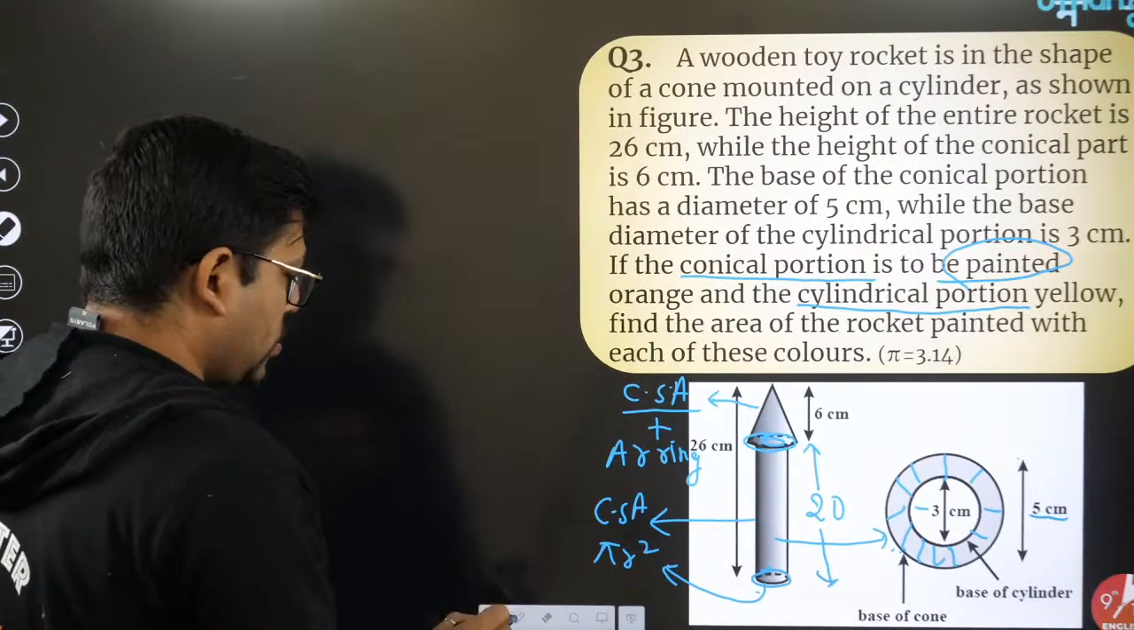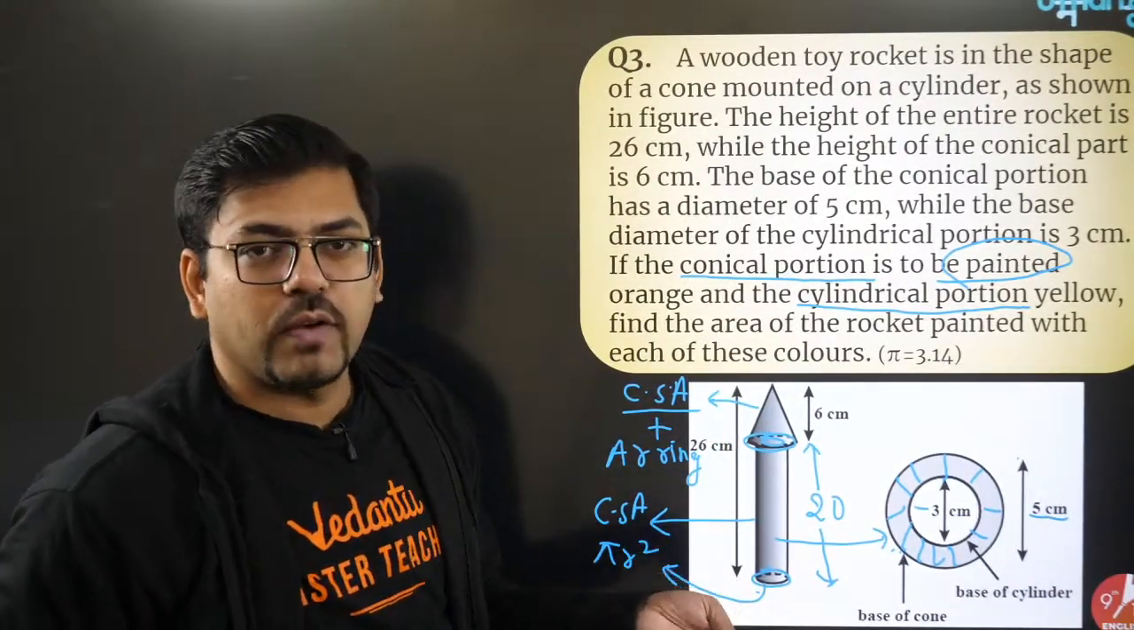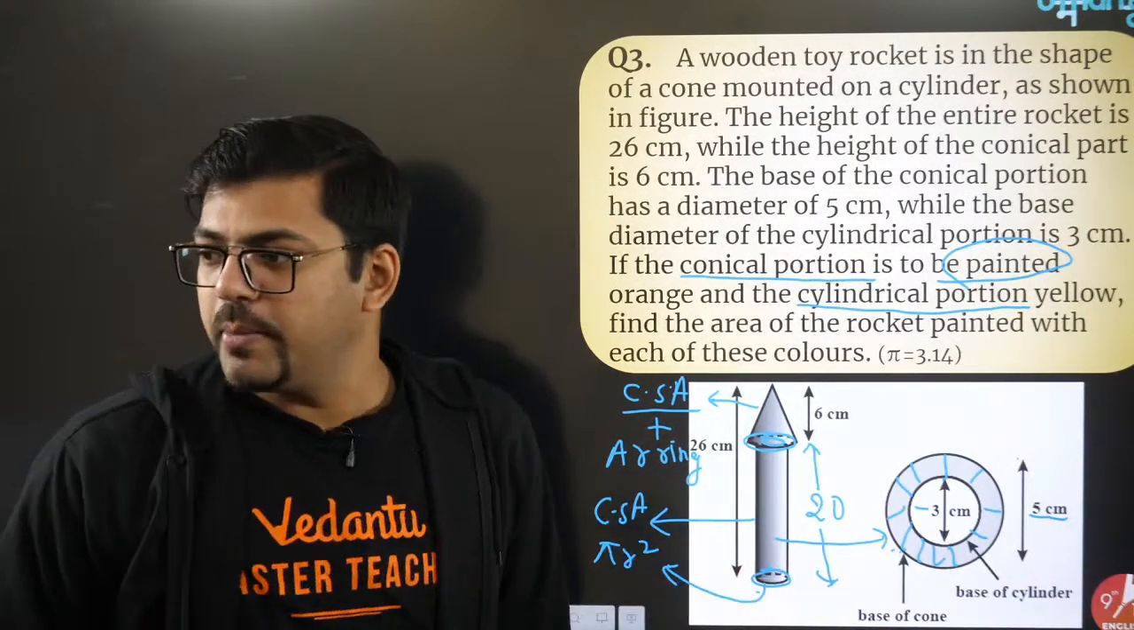See here. So the curved surface area of the cone. Will you be able to solve it? After this, there is a value. Will you be able to solve it?